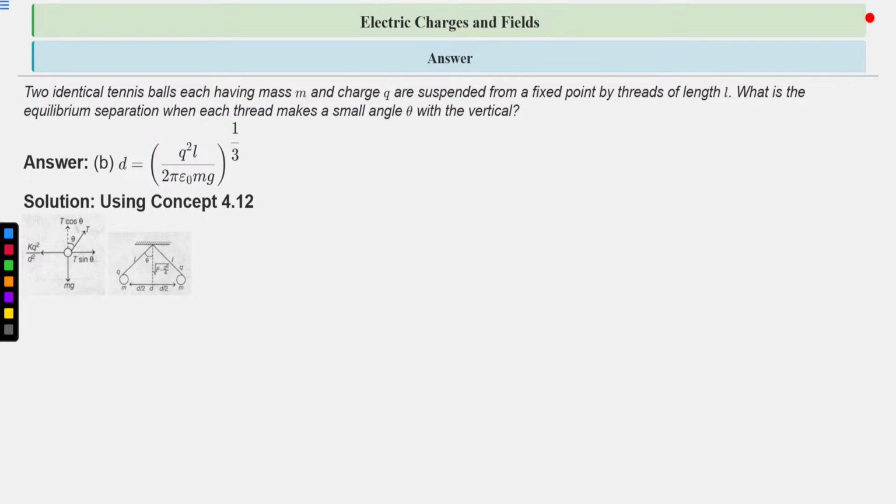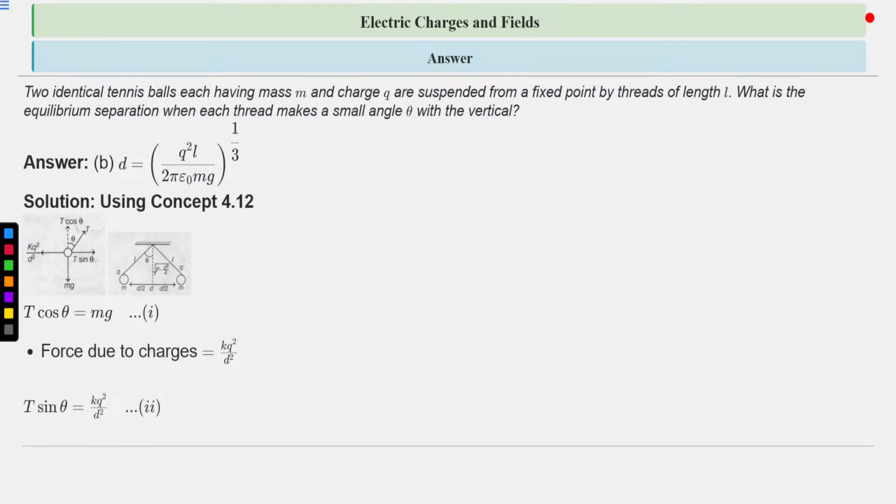So now we will equate these forces. We will get T cos theta equal to mg, and forces due to charges is kq square upon d square. So T sin theta is equal to this kq square upon d square, that is electrostatic force between these two balls, tennis balls. Mark this equation as 1 and this equation as 2.